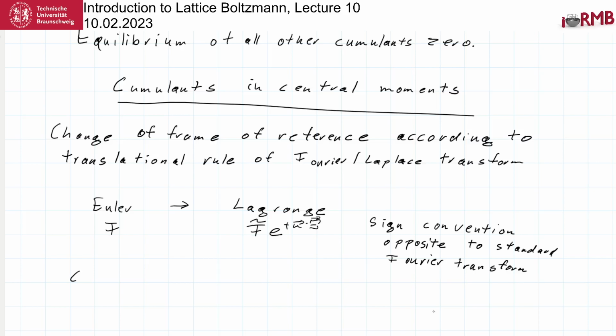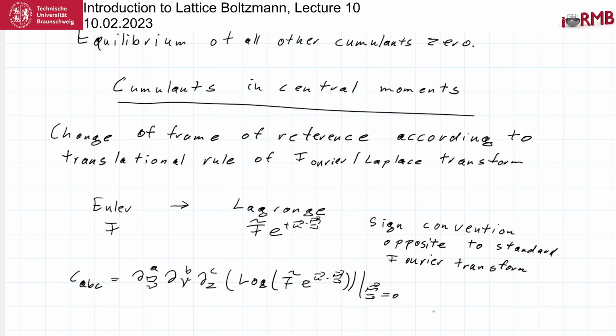So what does it mean? It means that when we look at things in a different frame of reference, we define the derivative in xi, derivative in upsilon, and derivative in zeta, from the logarithm of f, moved by the exponential of u times theta, at theta vector equal to 0.